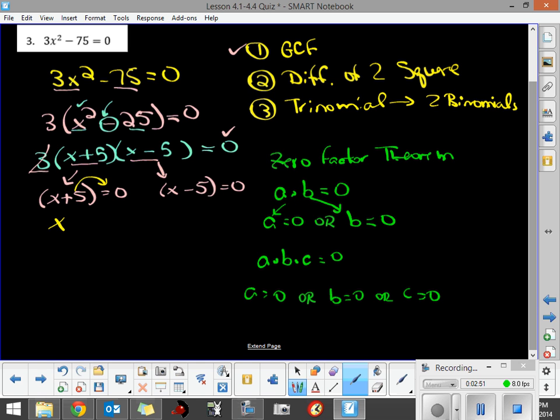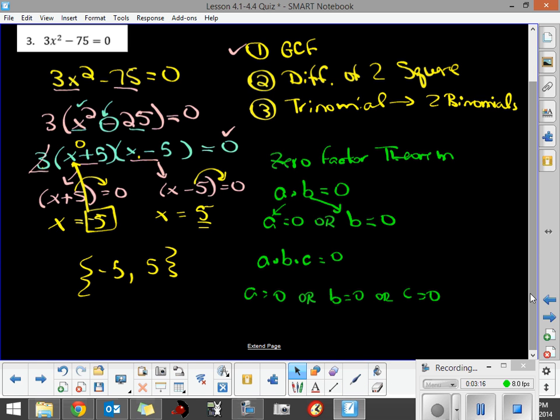So if I were to subtract 5, I'd have x as a negative 5. And certainly we should be able to see that if I put in a negative 5 for that x, a negative 5 plus 5 gives me a 0, and a 0 times any of these other 2 numbers is 0. Then similarly, if we take this one and solve it, we're going to add 5 to both sides. So I have 2 solutions here. One is a negative 5, and the other is a positive 5. So that's our solution set for number 3.